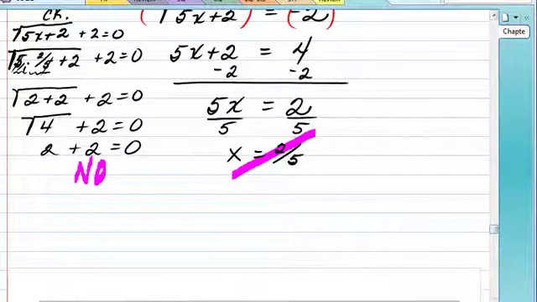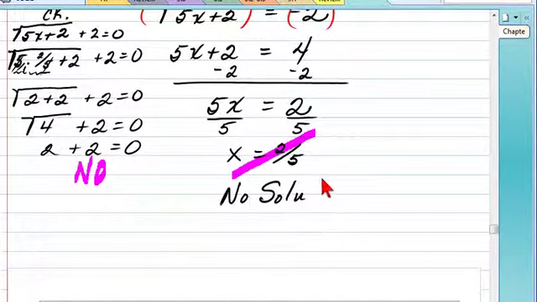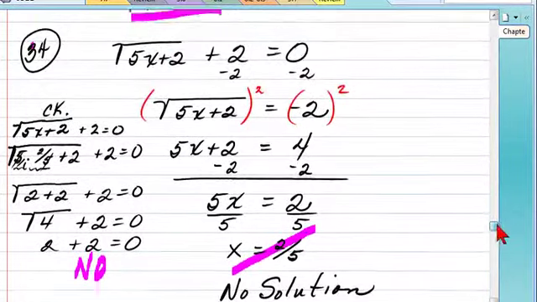So what is your answer? There's no solution. Now, let me show you where earlier in this problem, now I can't always see no solutions. I really can't. Once in a while I can. This is one where we could.